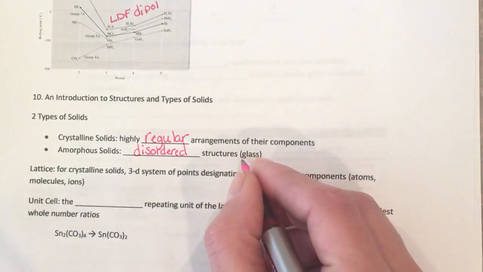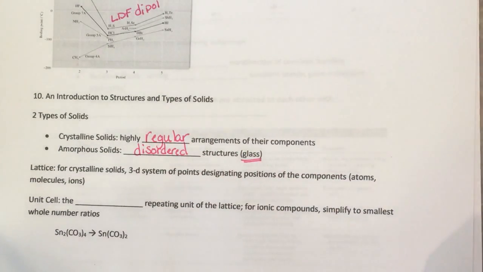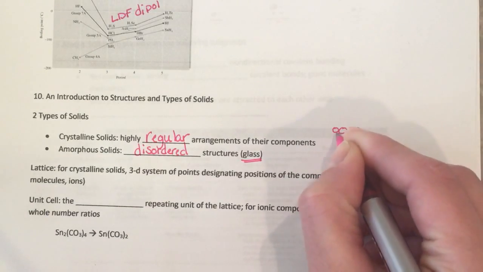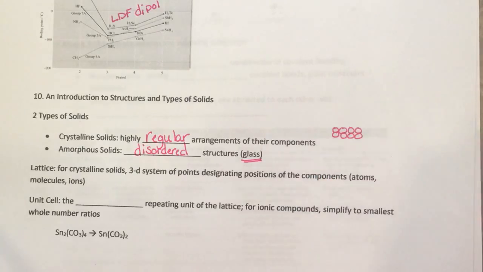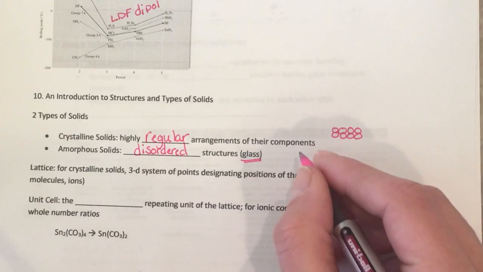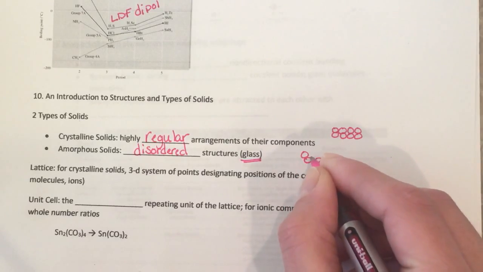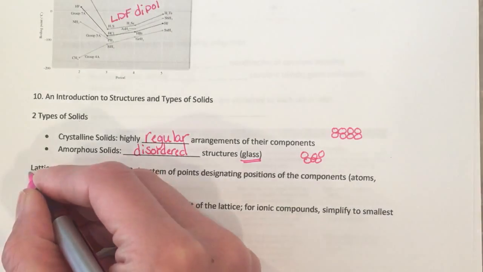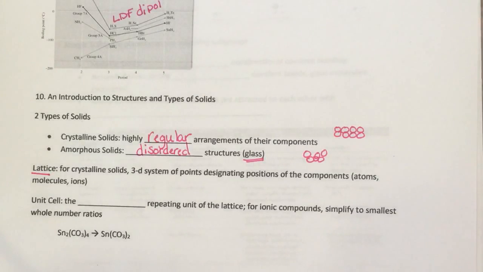Now, glass is the big one that they usually mention for amorphous solids. When we talk about crystalline, usually everybody's lined up, everybody's neat, everybody's orderly. But in an amorphous solid, you're going to have this random arrangement, and it's not going to be neat and orderly. Okay?